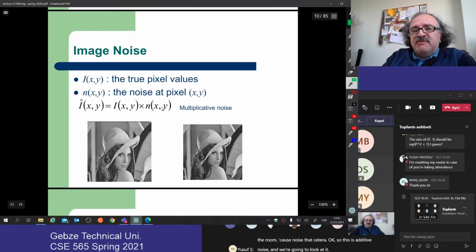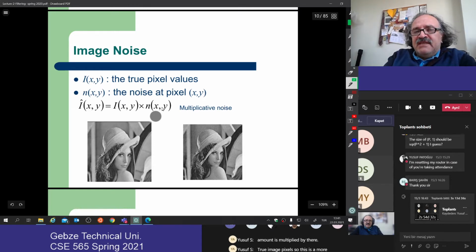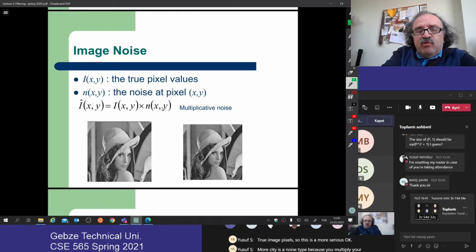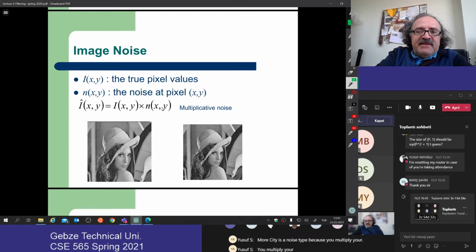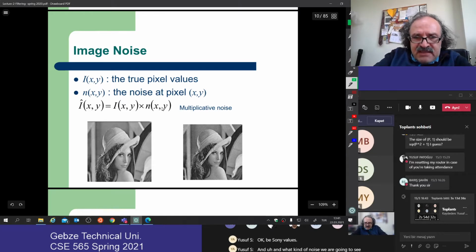Sometimes we have multiplicative noise, where the noise amount is multiplied by the true image pixels. This is a more serious noise type, because you multiply your image pixels with some new values. And what kind of noise are we going to see in this case?